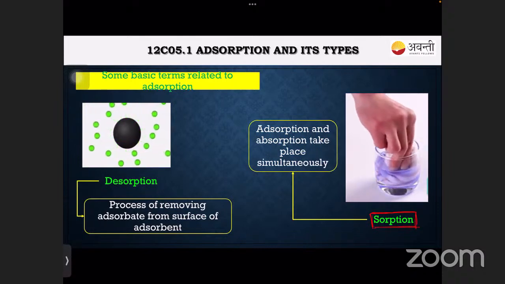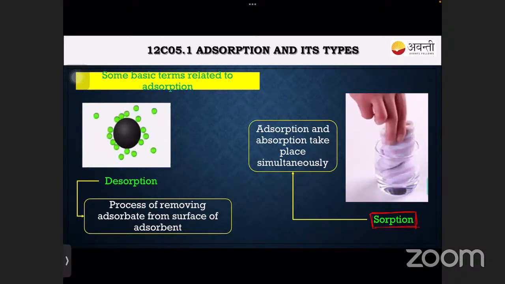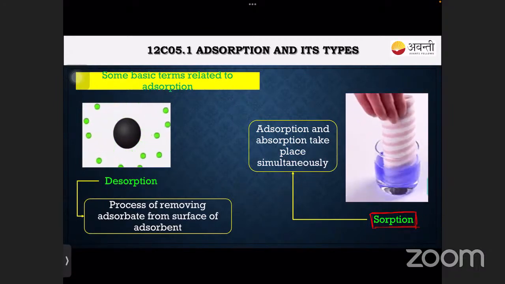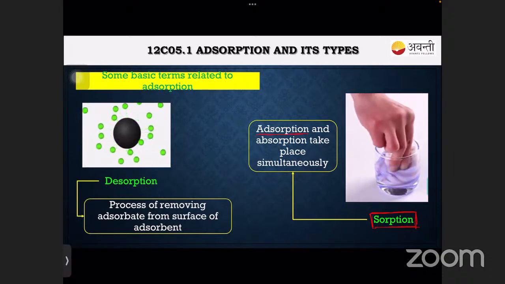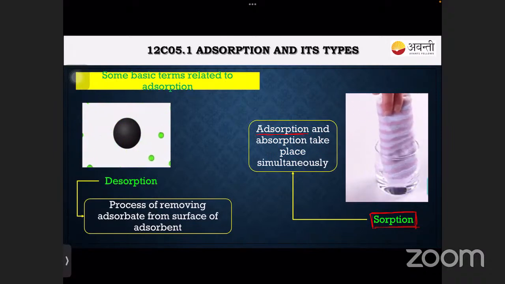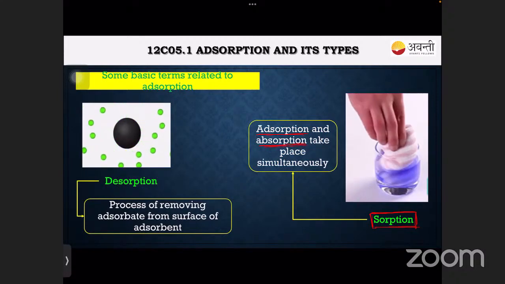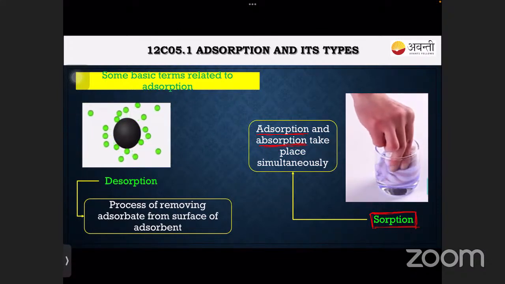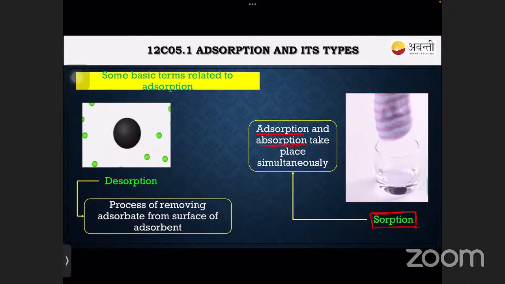Adsorption and absorption can take place simultaneously. If you see in this example, what is happening? Some water molecules are present on the surface. If they are present on the surface, it is called adsorption. And this towel is also absorbing the water molecules, which are going inside the towel fabric. That process is known as absorption. Here, both processes are happening. This is known as sorption. If adsorption is taking place, or if absorption is also happening, we call it sorption.